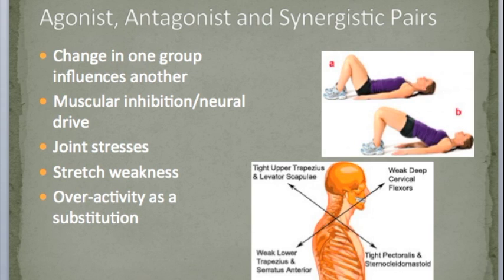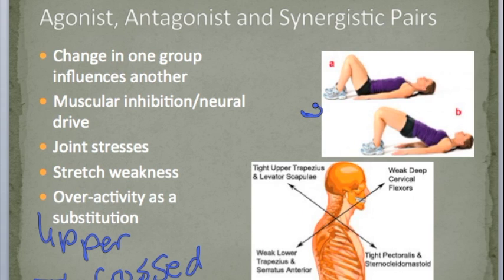Here I put another example. This is called Janda or Yanda. I'm not sure how you are supposed to say that, but it's Janda. Yanda's upper crossed syndrome. That was upper crossed. There's also a lower crossed syndrome, but it kind of goes along with that. So upper cross syndrome basically states that you have tightness or hypertonicity in the upper trapezius and levator scapulae that are pulling up. You have tightness or hypertonicity in the pectorals and sternocleidomastoid that are pulling down.